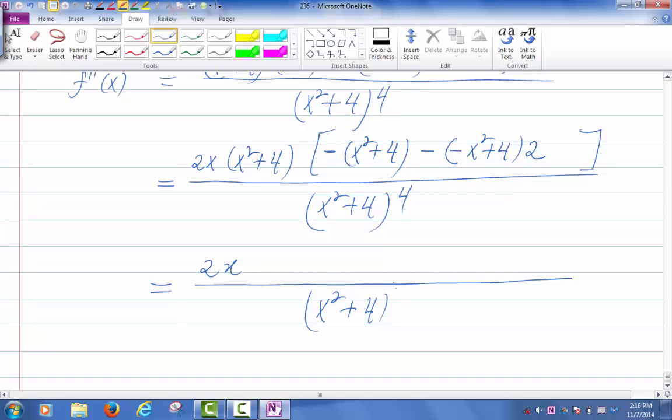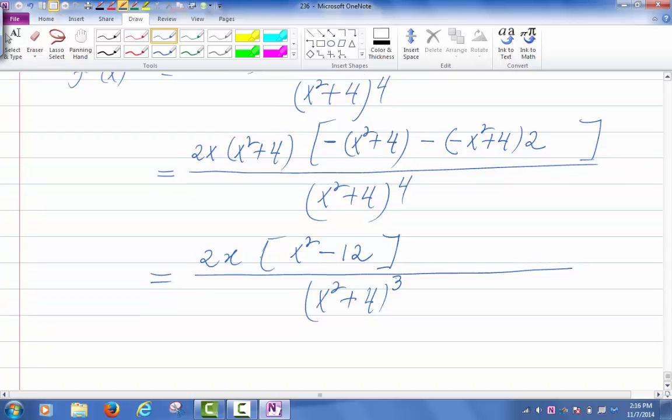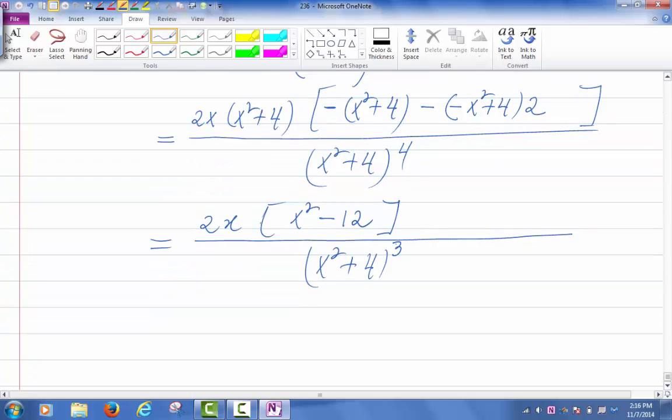This should be (x squared plus 4) to the what? 3, right? 4 minus 1. And then within the brackets, what do I have? Well, I just multiply out and see what I have. I have 2x squared minus x squared, so that's x squared. I have a minus 4 and a minus 8, which would be a minus 12. Would you agree with that? Everybody's okay? So that's it. That's the second derivative, and it is in simplified form.